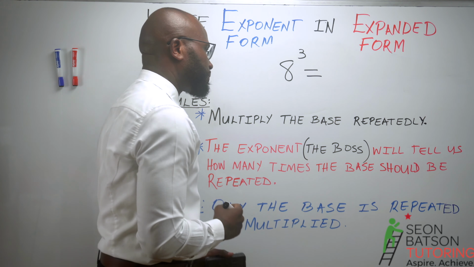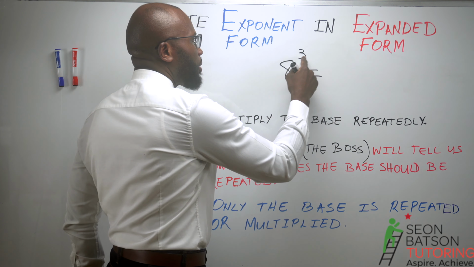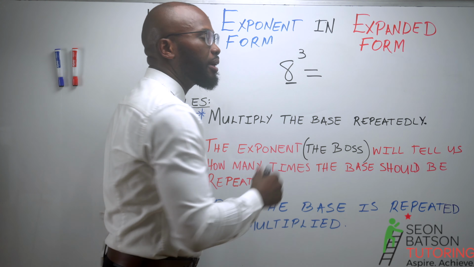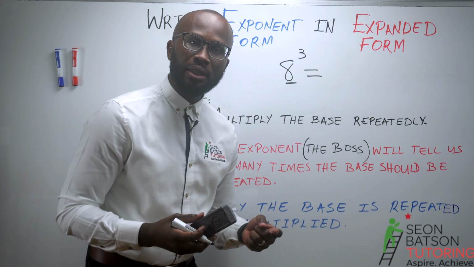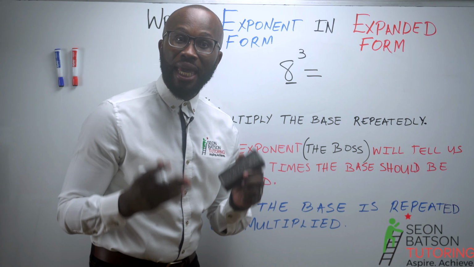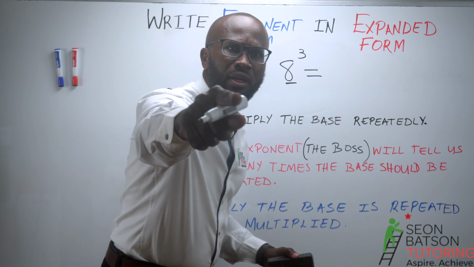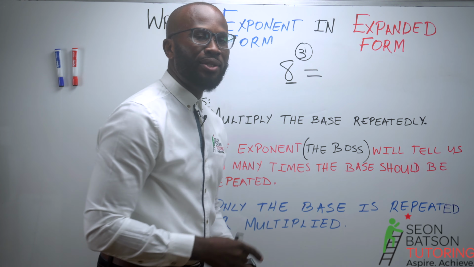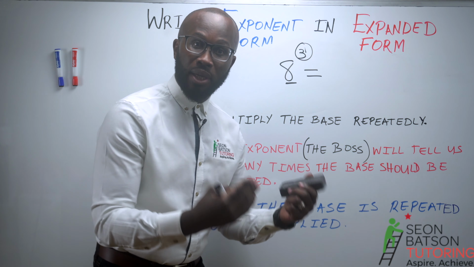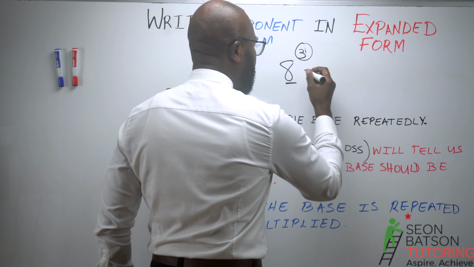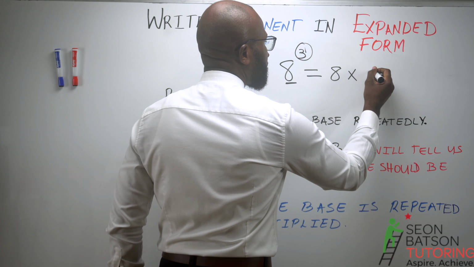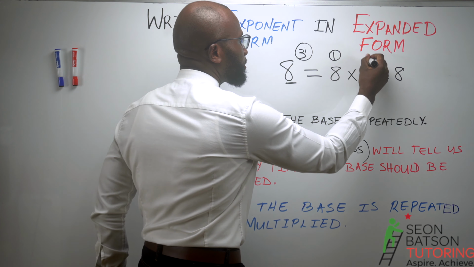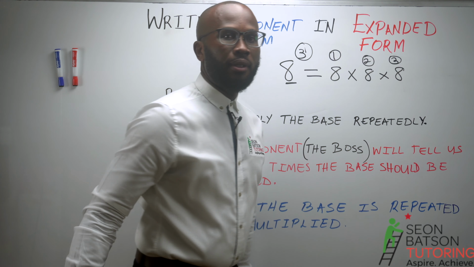Welcome back. So we want to do 8 to the 3rd power in expanded form. What is the plan? The plan will be to multiply the base, which is 8, by itself repeatedly. How many times should the 8 be repeated? Very good, Johnny. 3 times. Why 3 times? Because the exponent always tells us how many times the base should be repeated. So since the exponent is 3, we need 3 eights. 1, 2, 3. How is that?